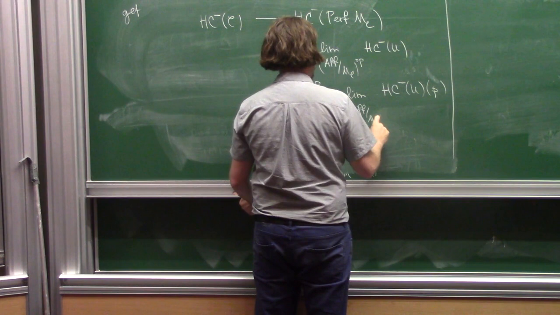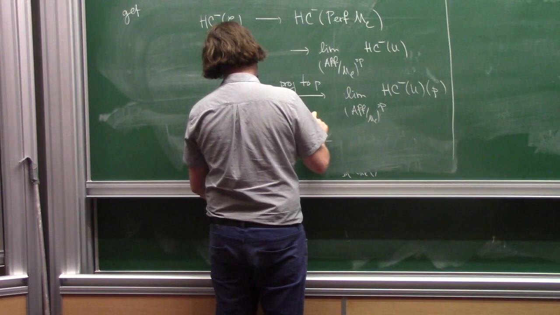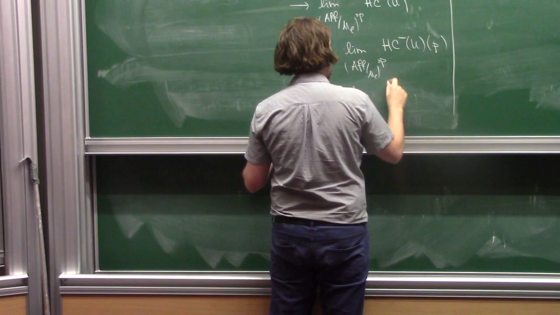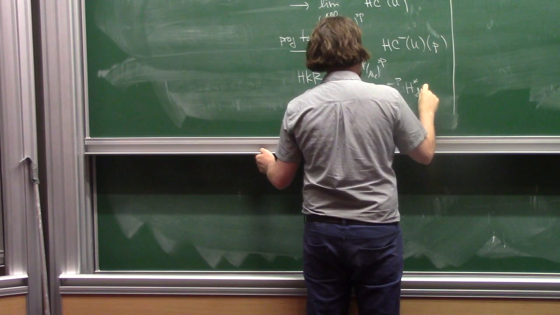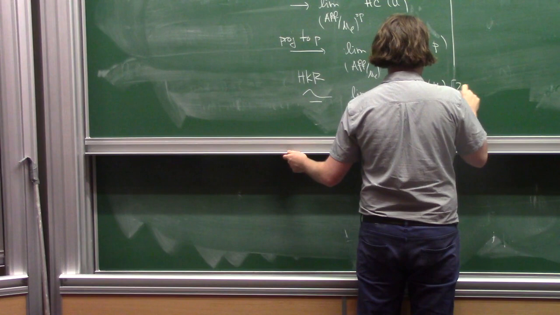And this, by the HKR theorem, identifies with the limit over a piece of the Hodge filtration under derived de Rham homology of U, under de Rham chains, with some shift by 2p. So if you work out what the shift is, that's how it works out.